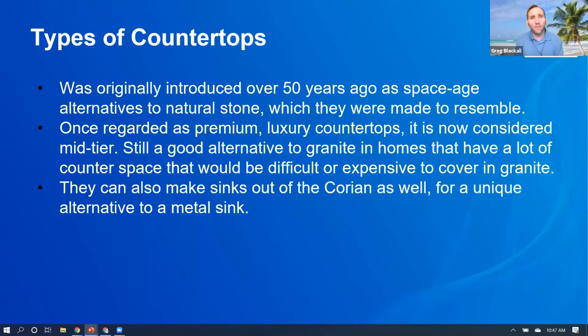It is still a very good alternative to granite, especially in homes that have a lot of counter space. So if you've got something with huge wraparound counters and a giant island in the middle, granite would be very expensive to cover all of that space. So Corian might still be a good option, and I use Corian as the main example, but Swanstone rather, and some of the others. They can also make sinks out of the Corian, which is kind of cool. So you get an alternative to a metal sink.